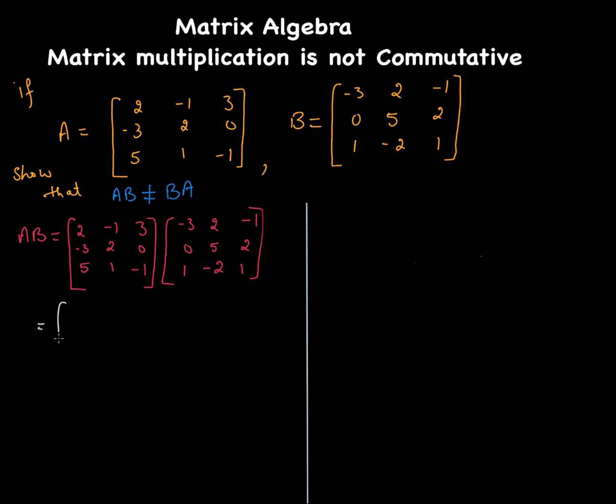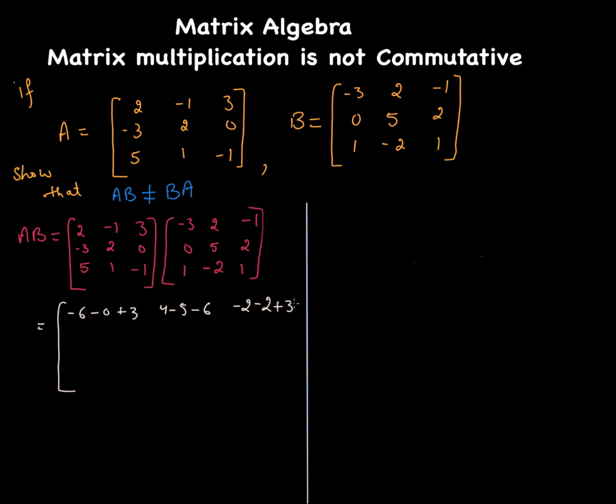Let's find our elements. Okay, so 2 times negative 3 gives me negative 6. Negative 1 times 0, I'm going to put negative 0. 3 times 1 gives me 3. Then we're going to do 2 times 2 is 4. Negative 1 times 5 is negative 5. 3 times negative 2 is negative 6. And then again this with the third one. So 2 times negative 1 is negative 2. Negative 1 multiplied by 2 gives me negative 2. And 3 times 1 gives me 3. Okay. And this is our first row.